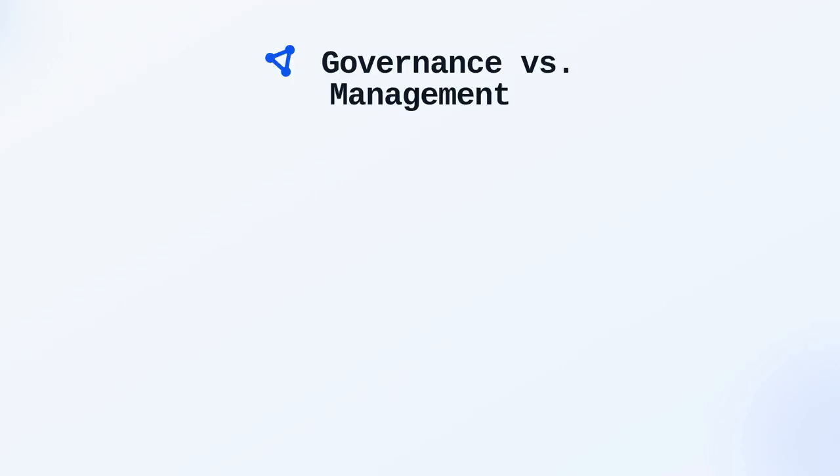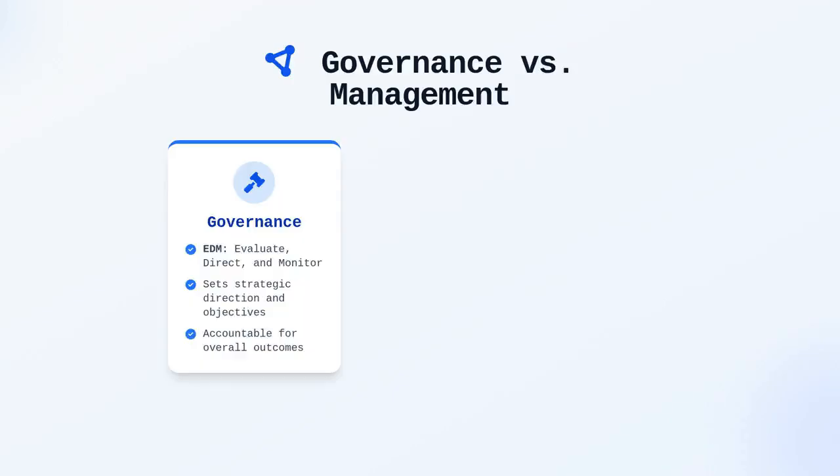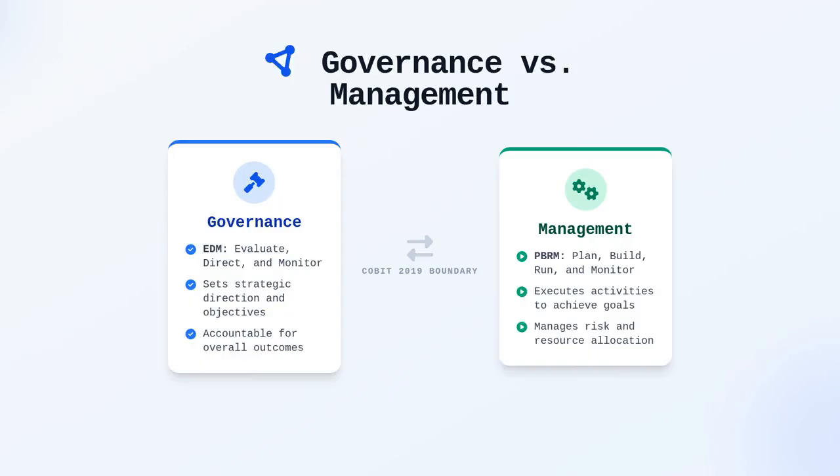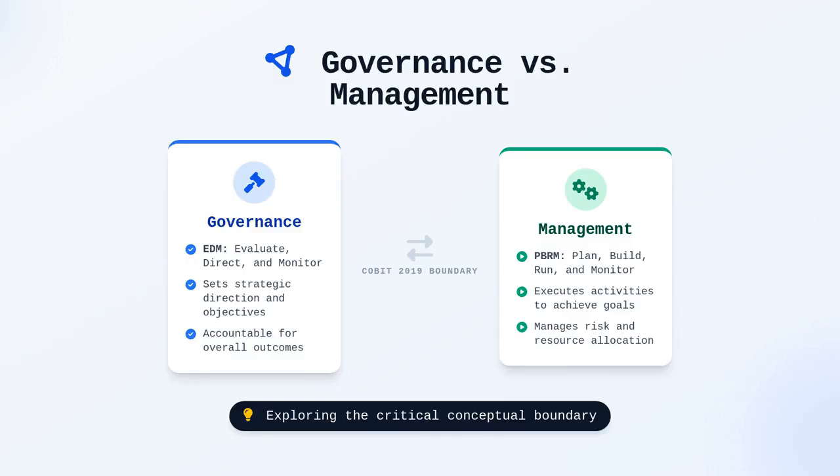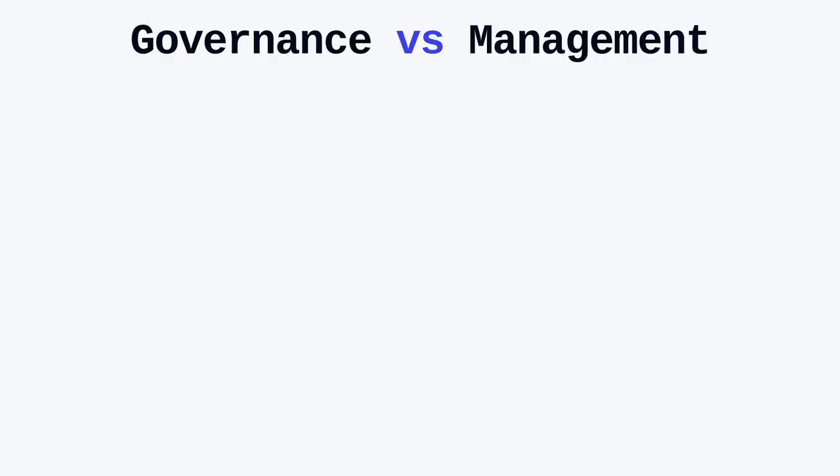Welcome back. We are now going to explore the critical conceptual boundary between governance and management, as defined by COBIT 2019. In the world of corporate systems, the terms governance and management are frequently used interchangeably, yet they represent fundamentally distinct functional domains with separate responsibilities.